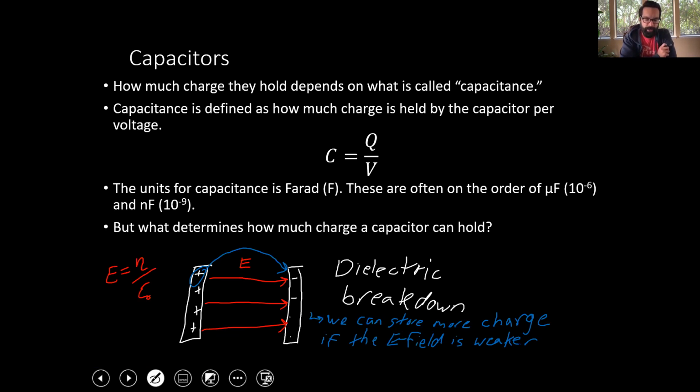So we can store more charge if we make the electric field weaker, and that is where dielectrics come in. The whole point of a dielectric is to make the electric field weaker, thereby giving us a capacitor that could hold more charge. That's where we're headed today.